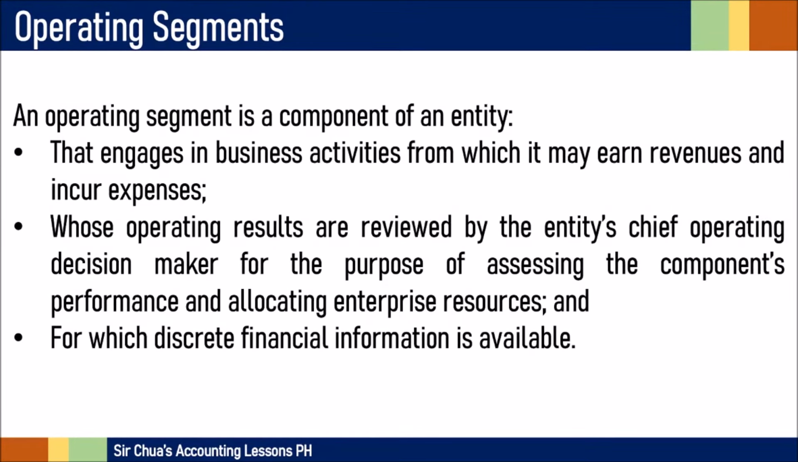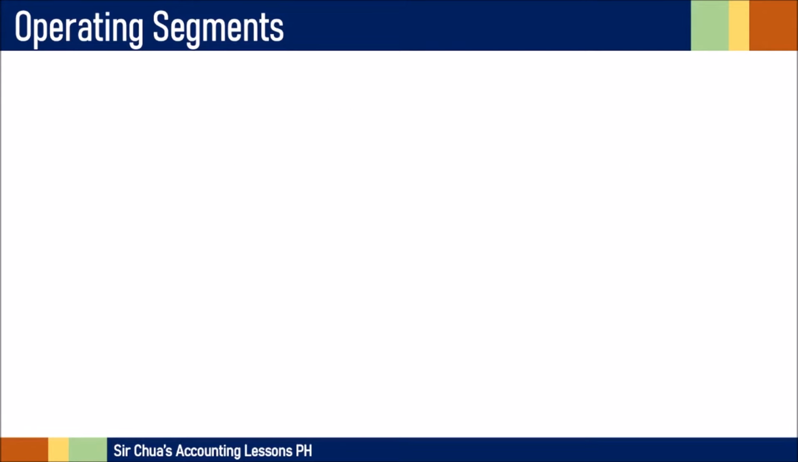An operating segment is a component of an entity that engages in business activities from which it may earn revenues and incur expenses, whose operating results are reviewed by the entity's chief operating decision maker for the purpose of assessing the component's performance and allocating enterprise resources, and for which discrete financial information is available. Parang medyo malabo pa. So, next slide tayo. Okay?